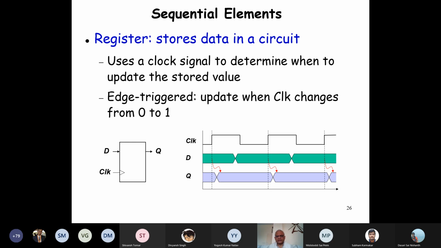So the meaning of this diagram is that on the rising edge of the clock, the input is sampled and the output is generated, and that is called edge triggered. We update the output when the clock changes from 0 to 1.